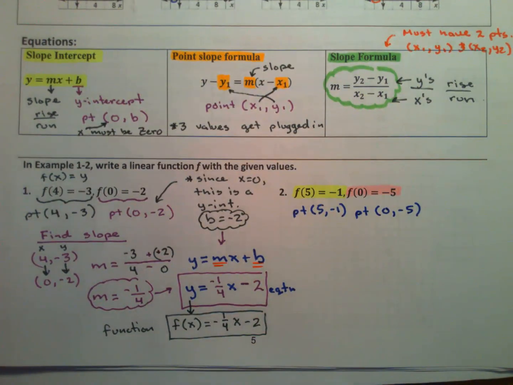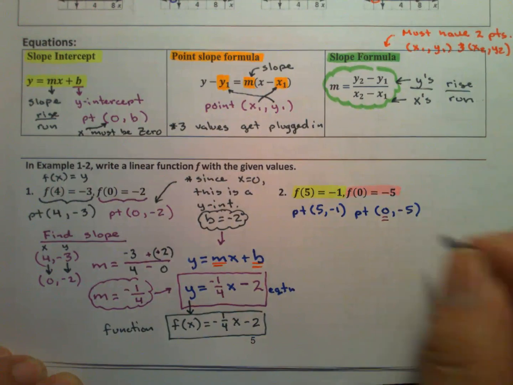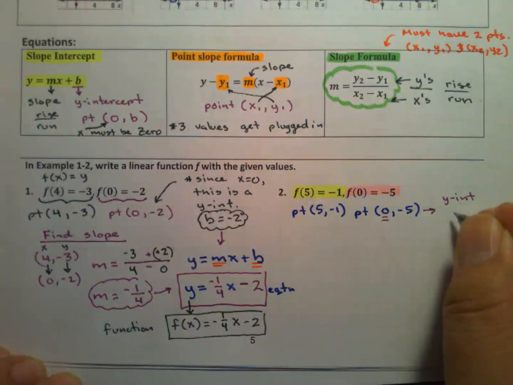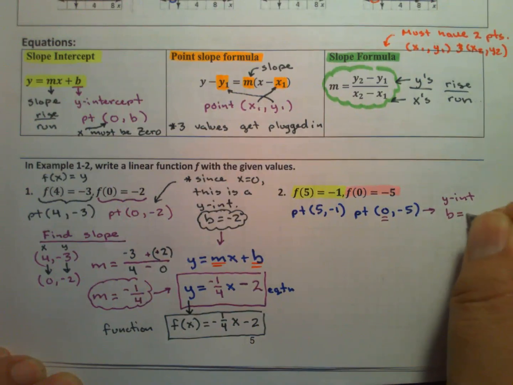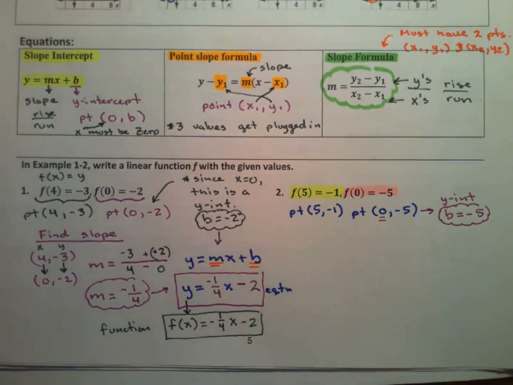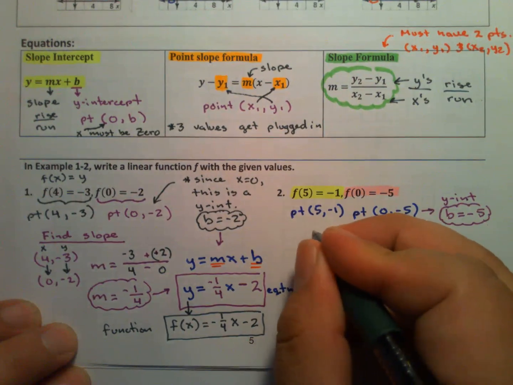And we got lucky again. Look at that 0 right here. Because this is a 0, I already know my y-intercept, then it's official, b is equal to -5. That's good. That's already half of what I need. The only other thing I need then is my slope. So to find my slope, here we go.